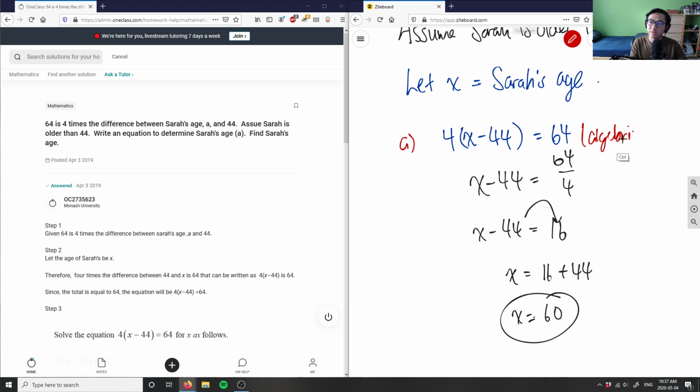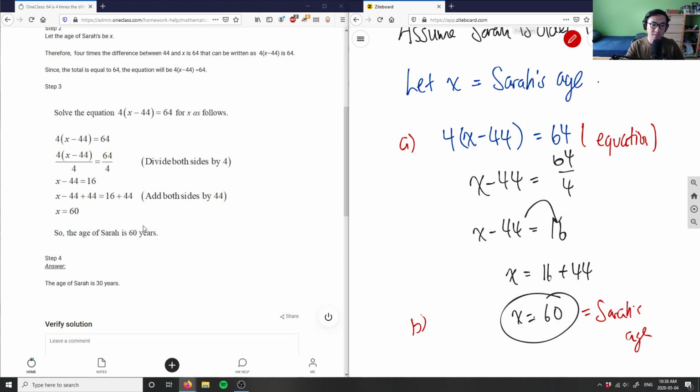Or this here is an equation, actually. It's 2 algebraic expressions here. So this here is the equation, and B would equal Sarah's age here. So Sarah is 60 years old. And as you can see, the age of Sarah here is 60. That's good. So they basically did the exact same thing as I did, and they used algebra to figure out that Sarah's age is equal to 60.